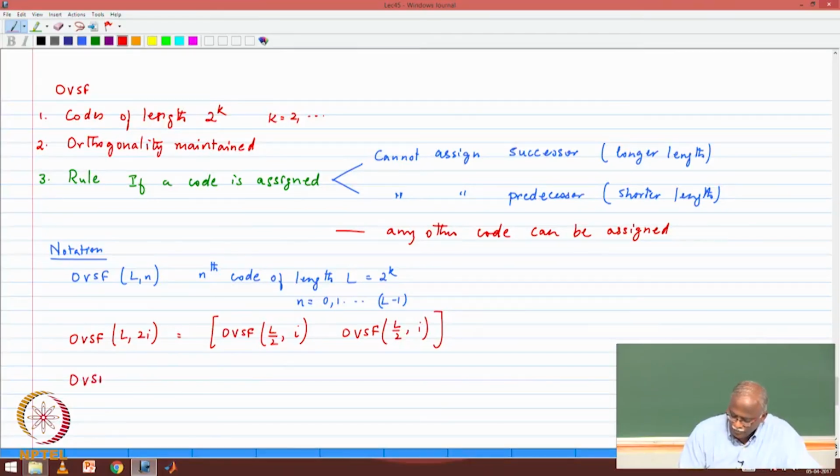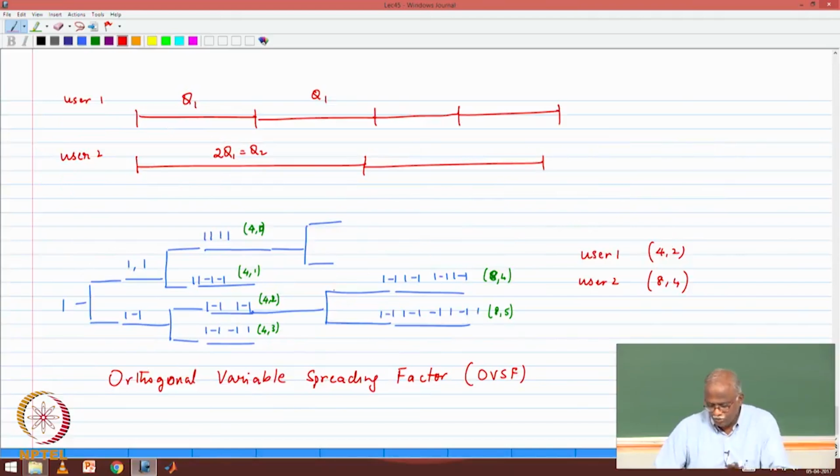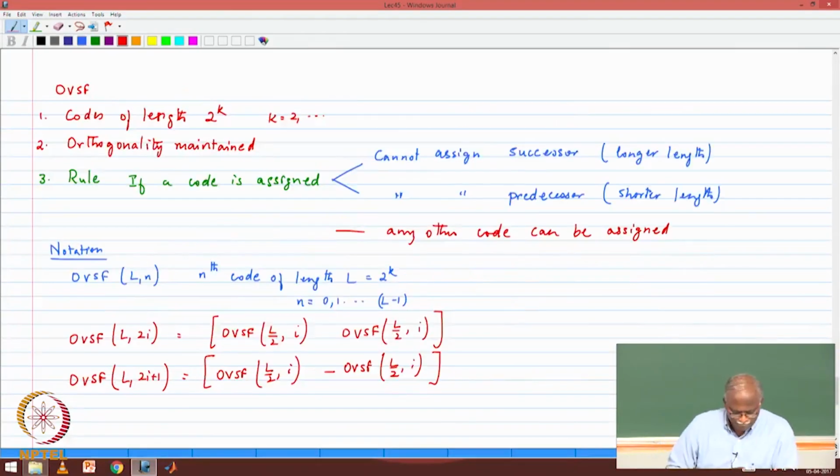Now OVSF L comma 2I plus 1 is obtained by OVSF L by 2 comma I, followed by the minus of the flipped version of OVSF L by 2 comma I. If you just try writing a few down, it's not difficult at all to see. Especially if you go back to the tree that we drew, it becomes very clear that 4 comma 2 will generate 8 comma 4 and 8 comma 5.